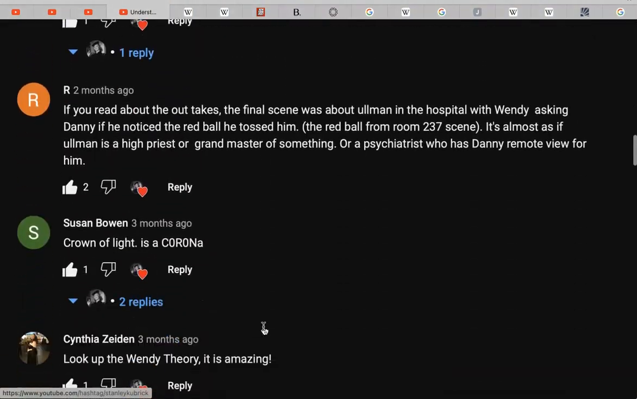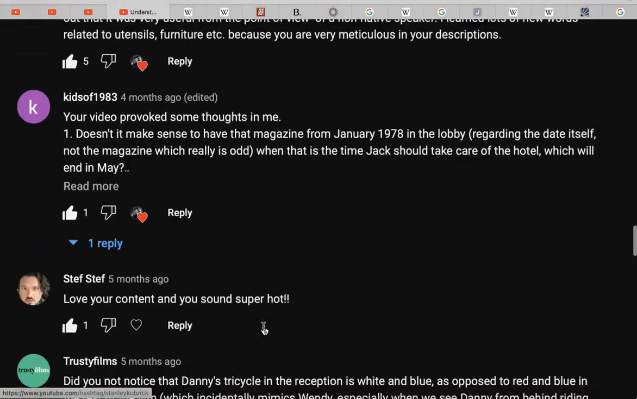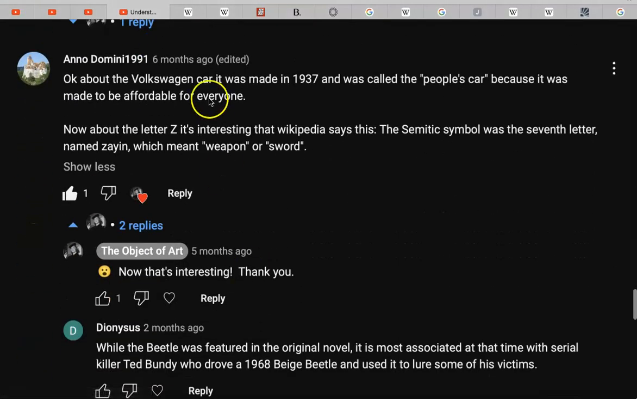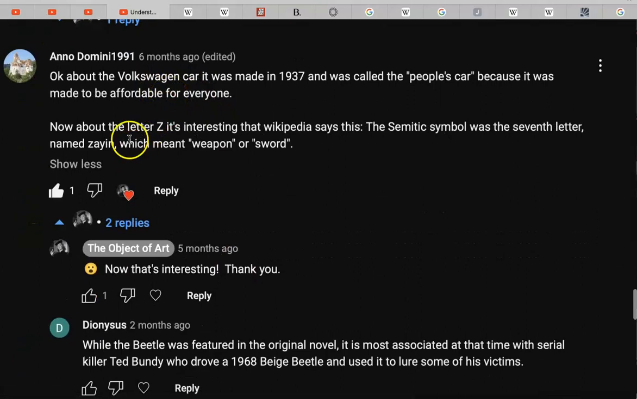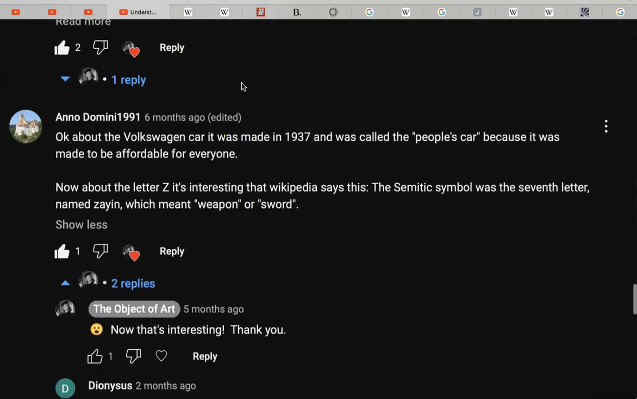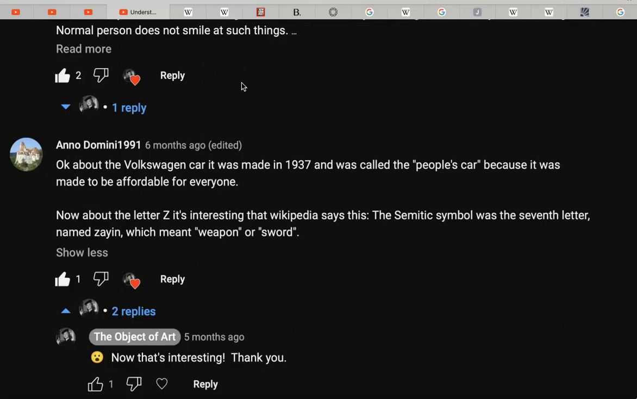Where is Anno's comment? I want to show it because he's right. He did bring this up, yes, 6 months ago. So he talks about the Volkswagen car. It was made in 1937, and it was called the People's Car because it was made to be affordable for everyone. So in Part 7, I talk about the yellow car. Now about the letter Z, it's interesting that Wikipedia says the Semitic symbol was the 7th letter, named Zayin, which meant weapon or sword. Very cool, Anno. You did mention it. Again, thank you for reminding me.